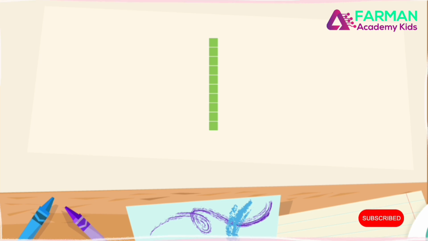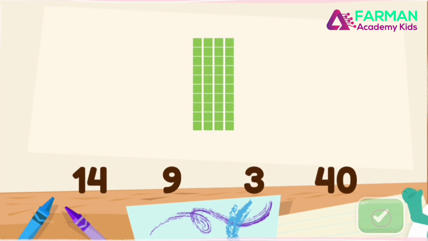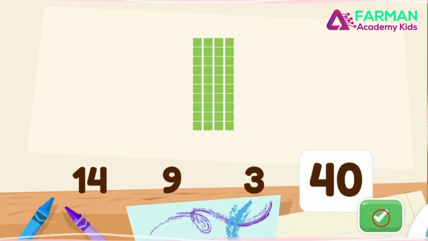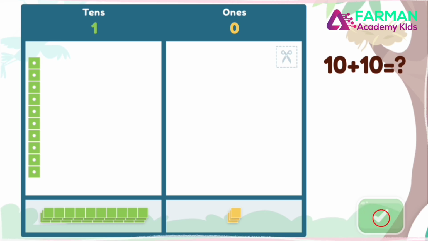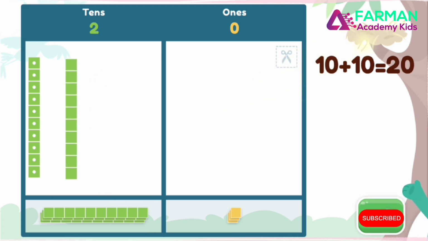This rod equals 10. How many blocks are there now? Each rod equals 10 blocks. You did it! There are 40. There is 10 in the frame. Add 1 rod to add 10 more. Yay! There are 2 rods. That equals 20.